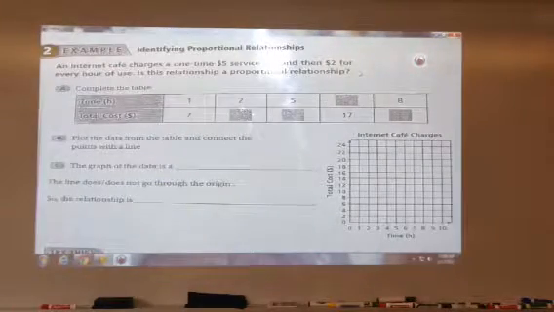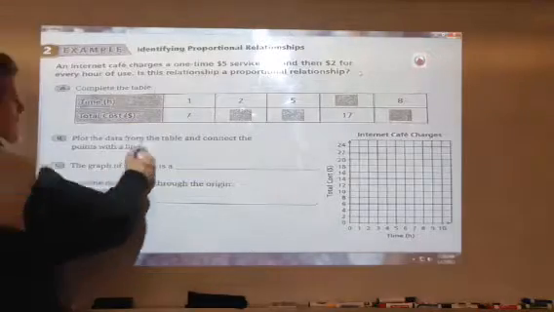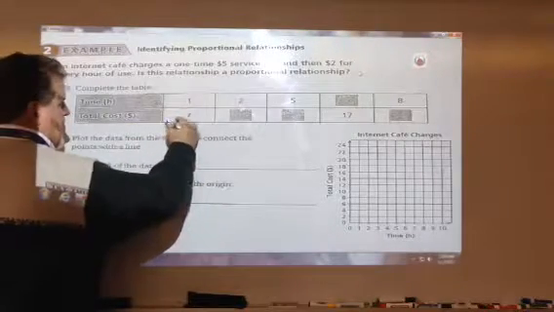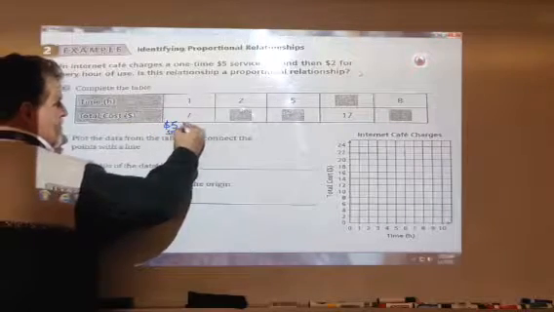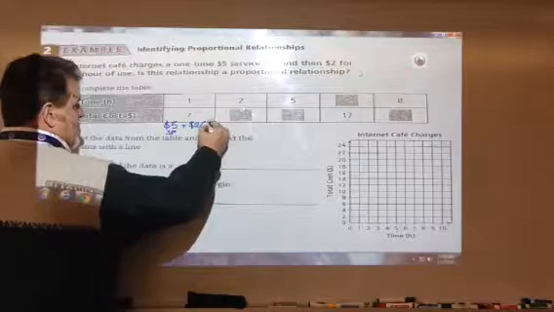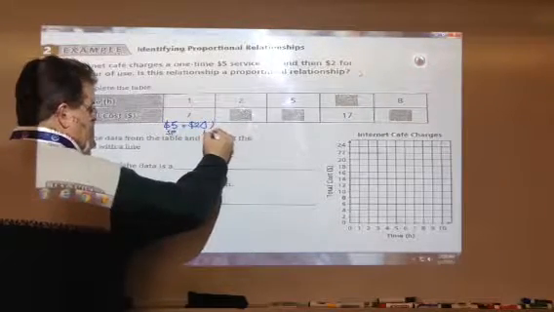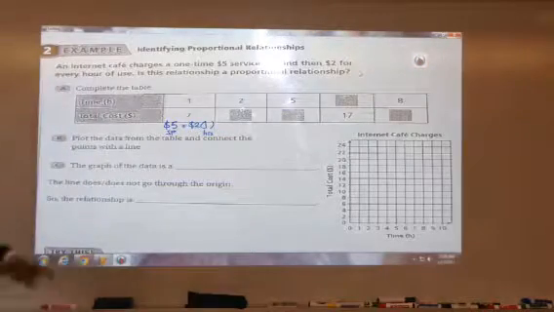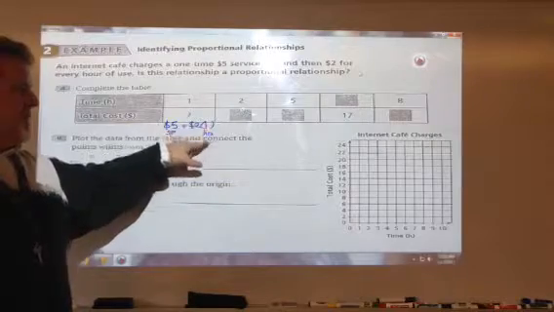If you've read the problem. Nicole, what do you think? It's the service fee costs $5 and it's an extra $2 for every hour you use it. Okay, so the 7 is a $5 service fee plus $2 times how many hours? 1. Okay, so this is kind of the formula, if you will. $5 service fee plus $2 times 1 hour.